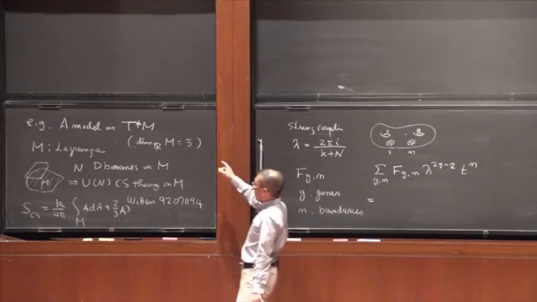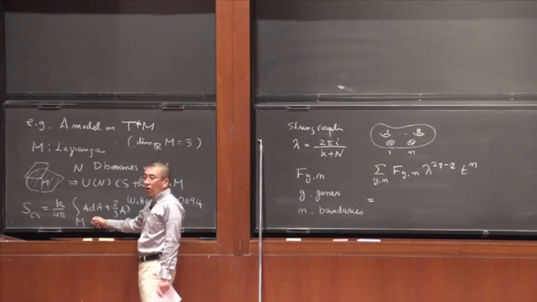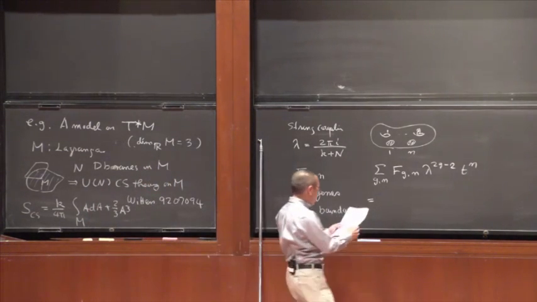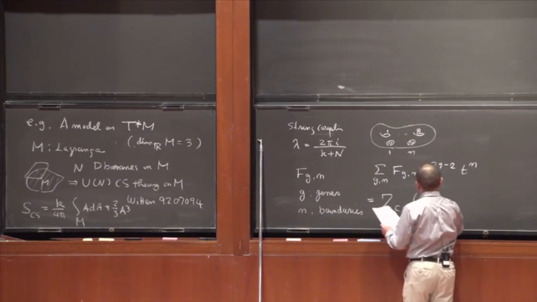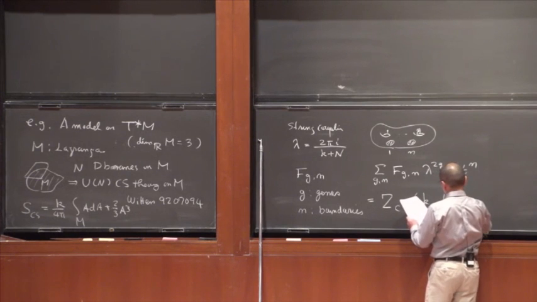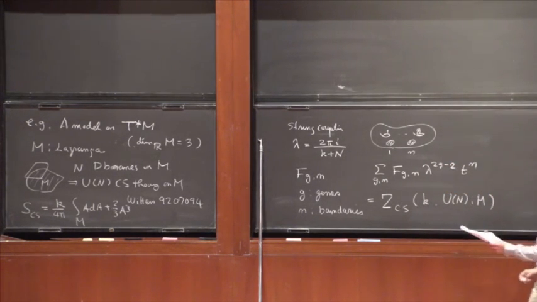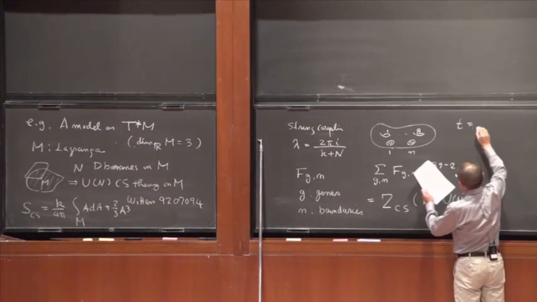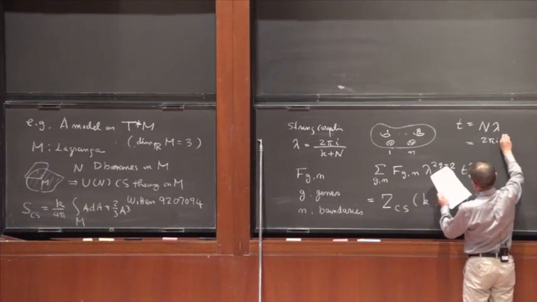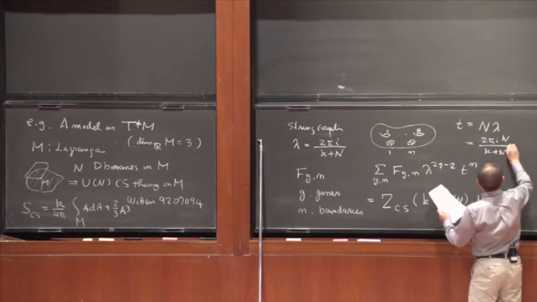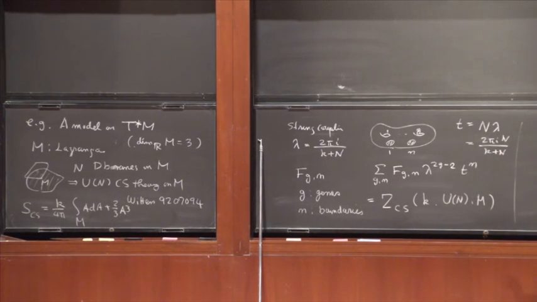And according to the correspondence between the open string field theory and the string theory computation, it should be equal to the Chern-Simons partition function with k and U(N) for this three-dimensional manifold, where lambda is given by this formula and t is the 't Hooft coupling, which is 2 pi i N over k plus N. So far, this has nothing to do with large N duality. This is just a reorganization of the open string amplitude in the field theory language.